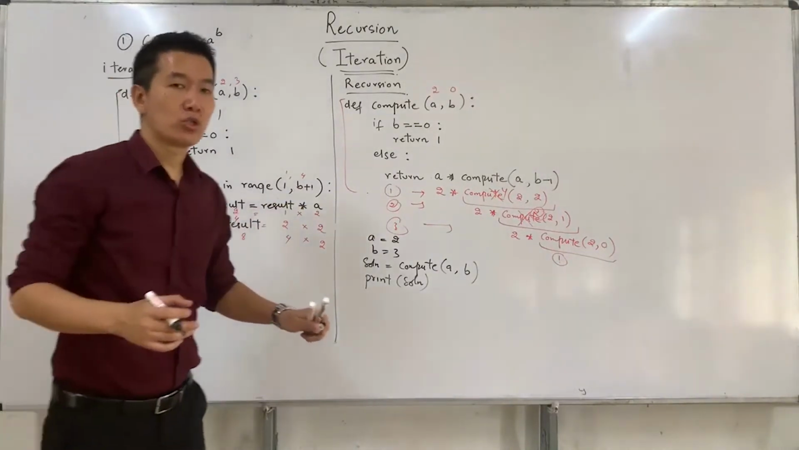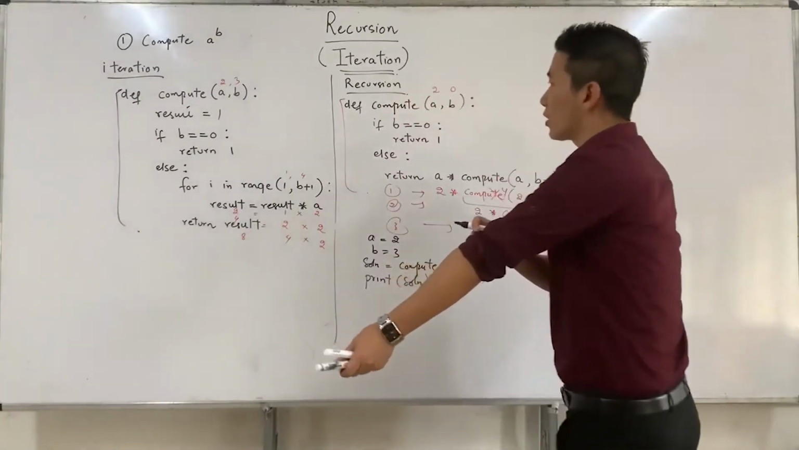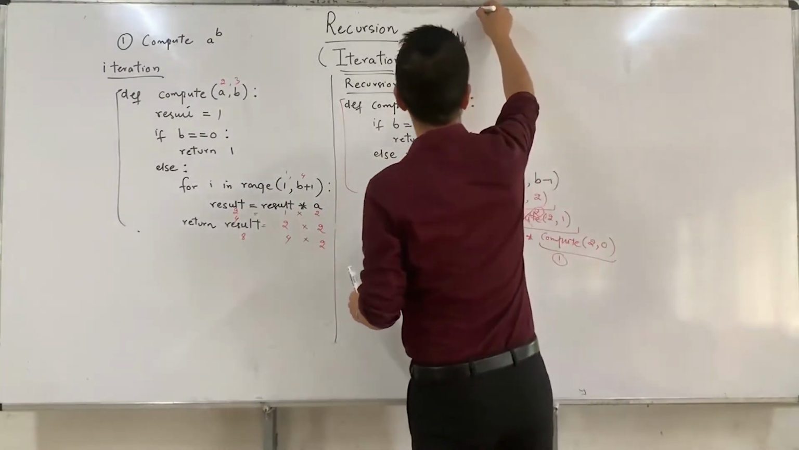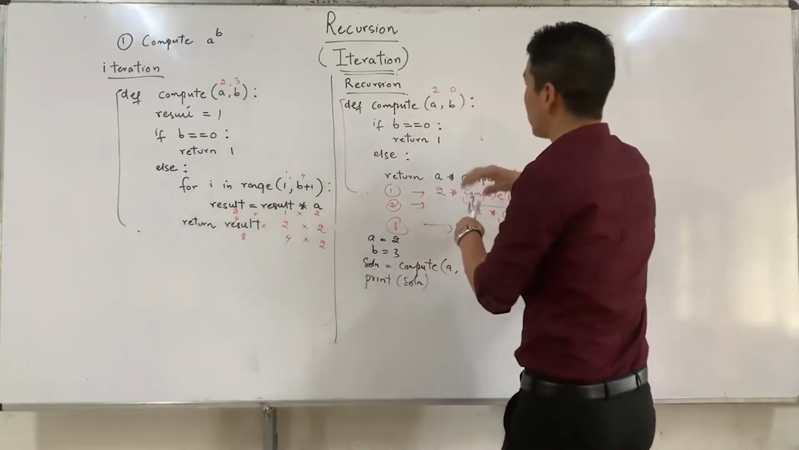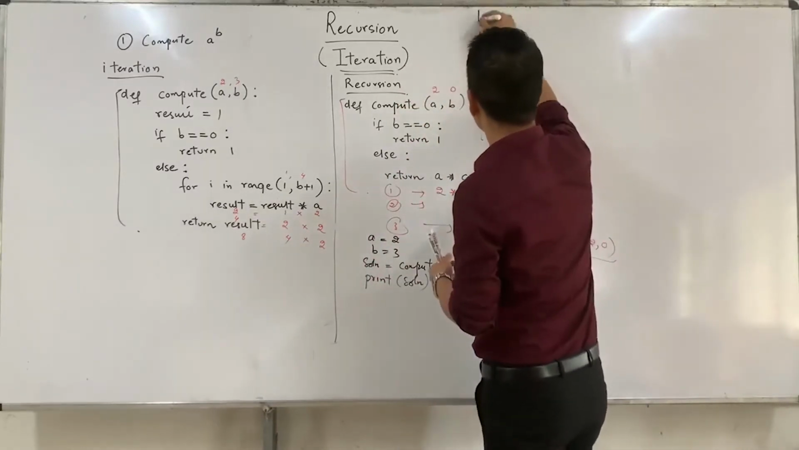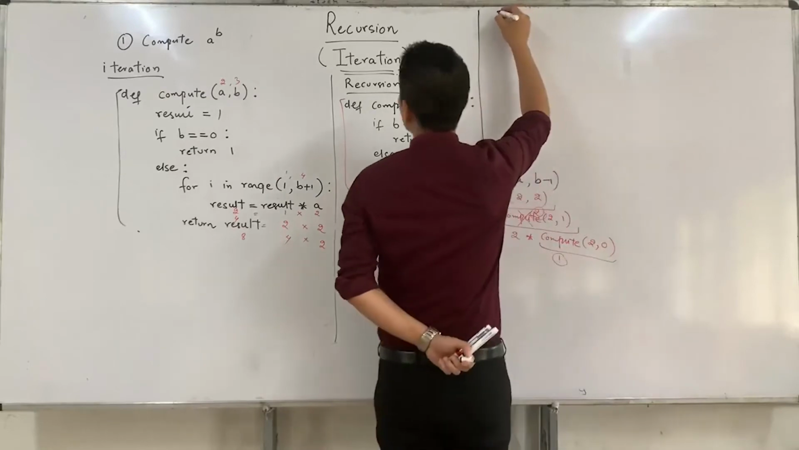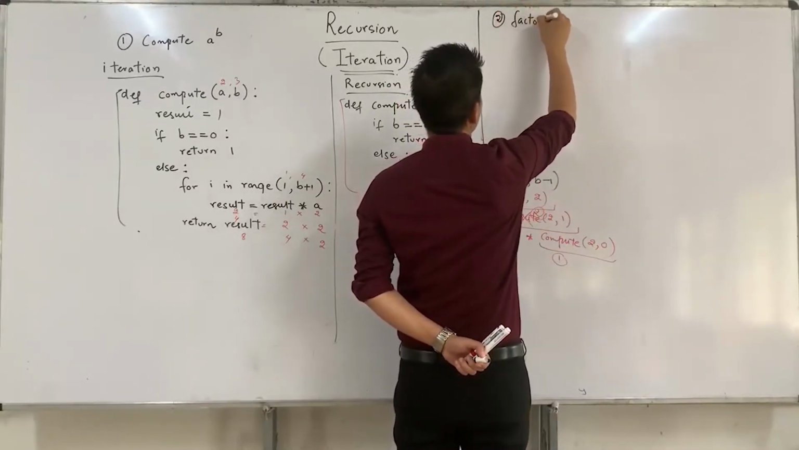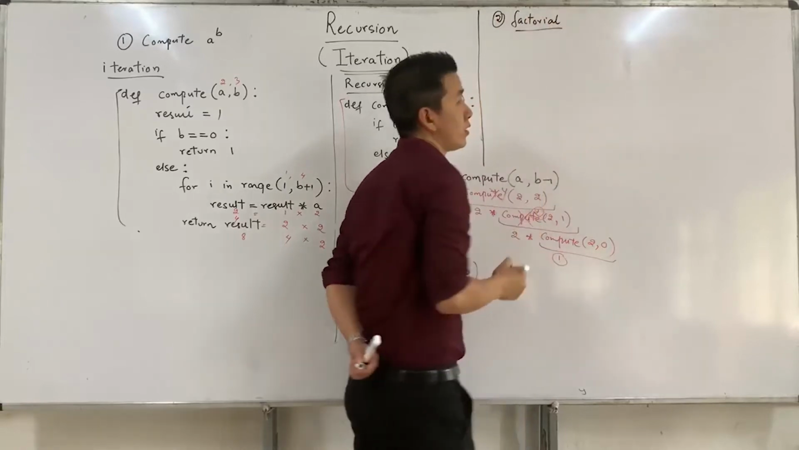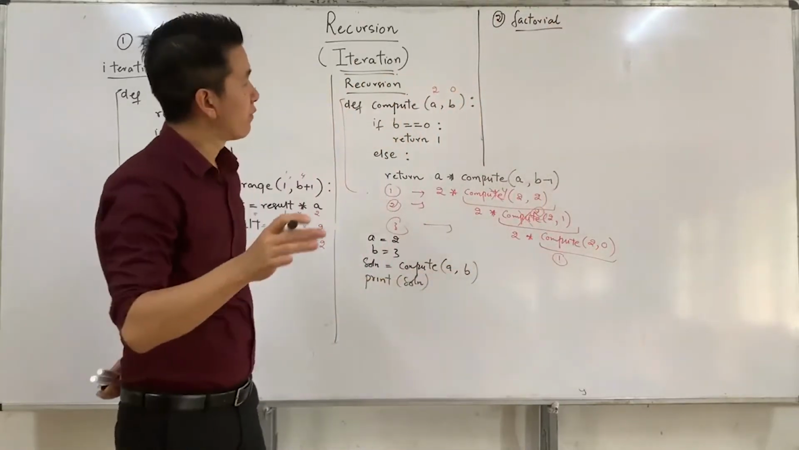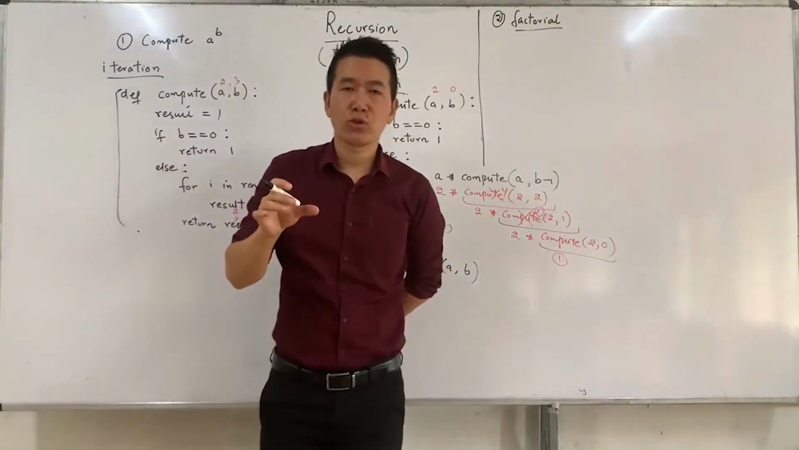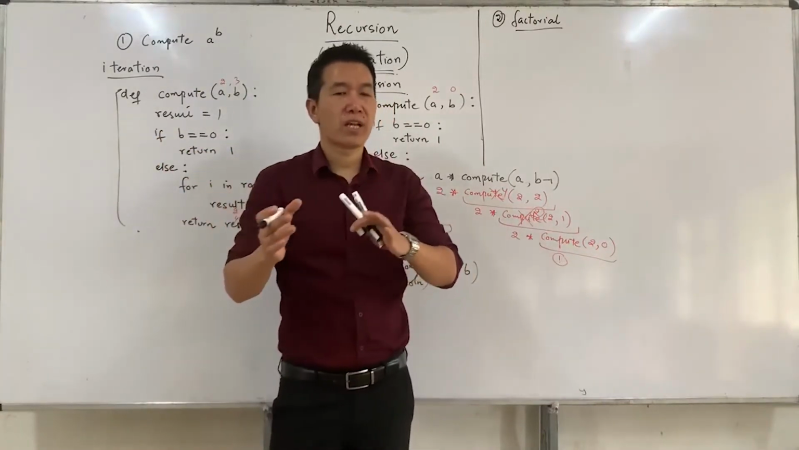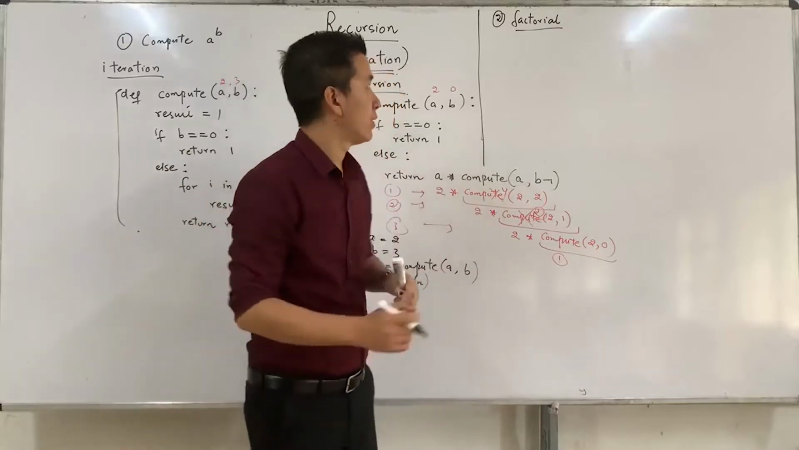So let's move on to the next example. I would like to retain both the programs. Okay, number 2 will be factorial. I'm sure you must be familiar with the term factorial. Factorial of a number is the product of numbers starting from 1 till that number.